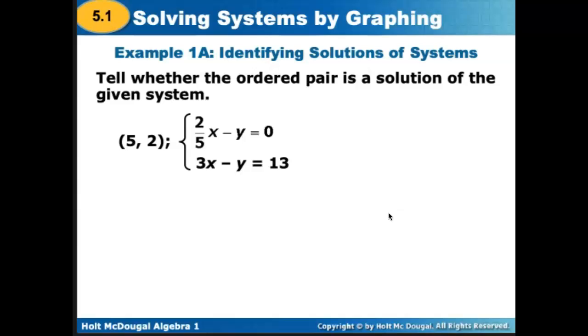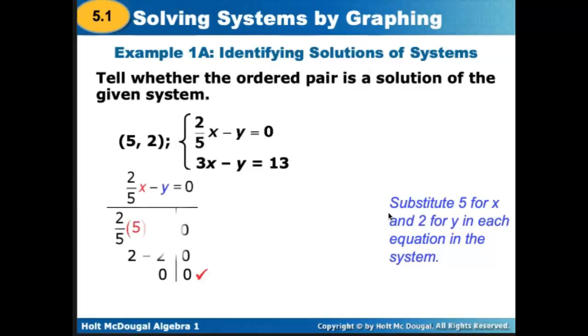So here we have (5, 2). That's our ordered pair. X is 5, y is 2. So what we want to do is substitute that in and see if it solves the equation. For the first one, when we put in 5 for x and 2 for y, 5 over 5 cancels. Remember, this is the same as 5 over 1, and you can cancel this direction. And then that gives us 2.